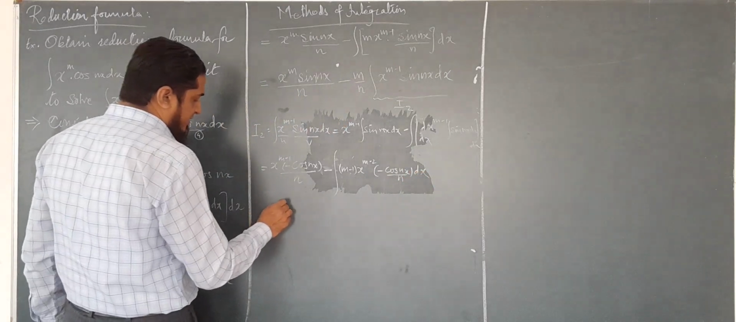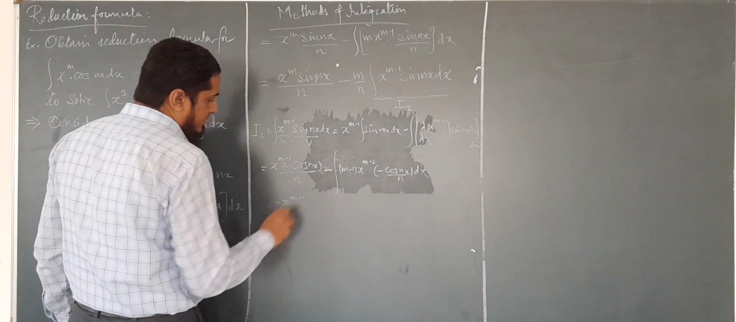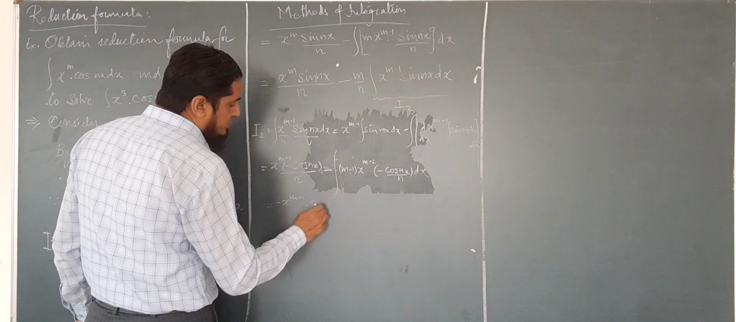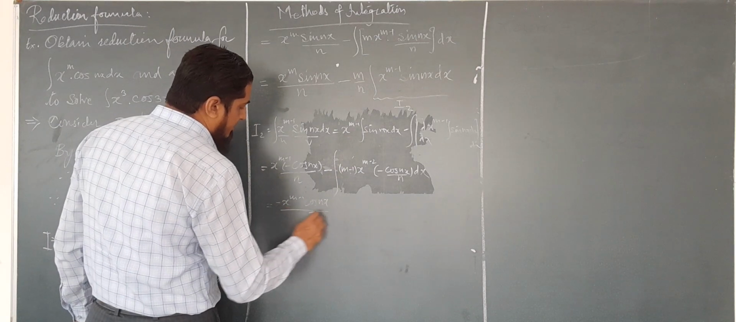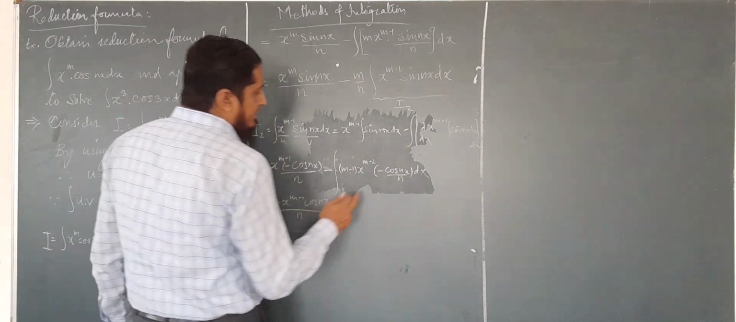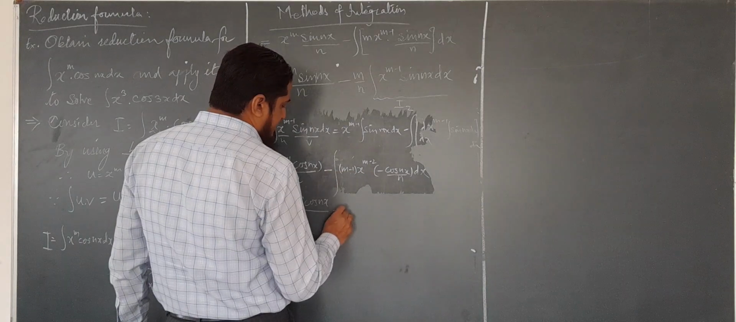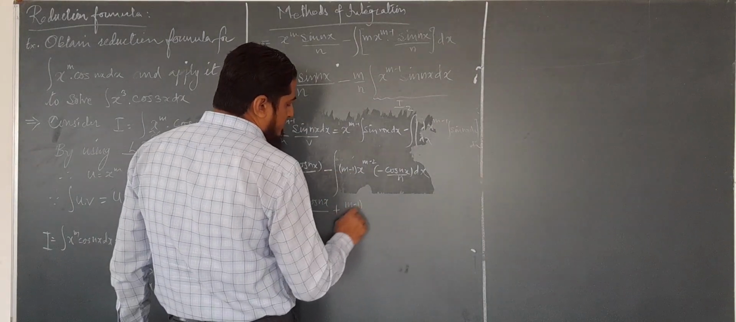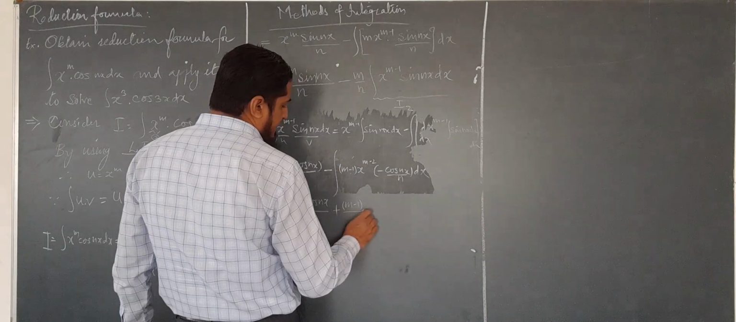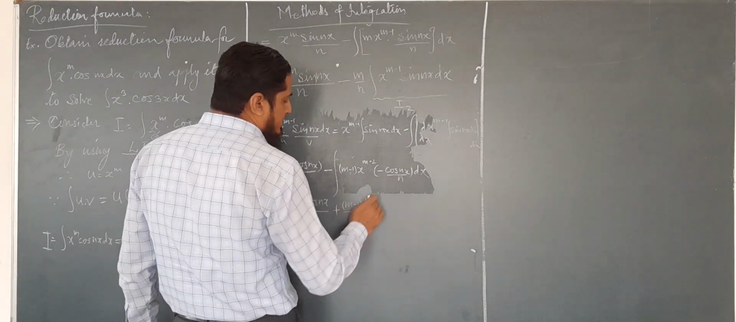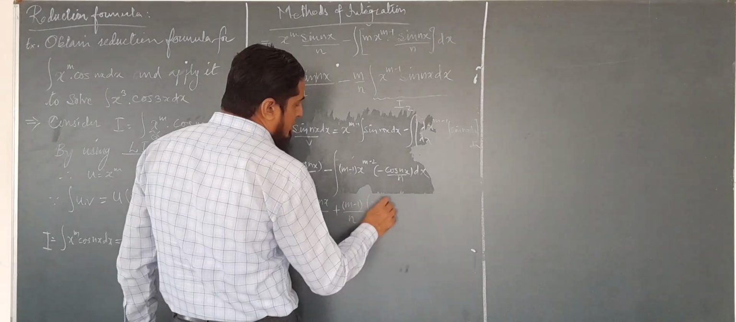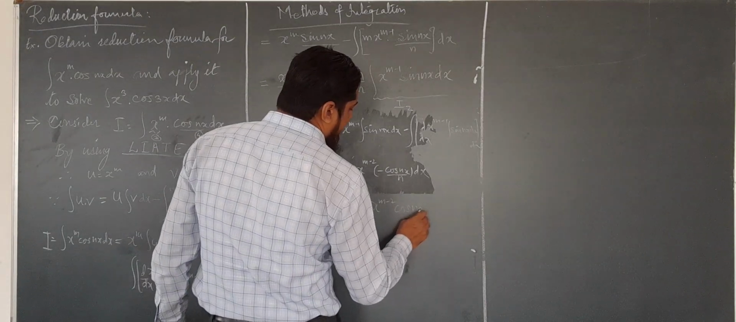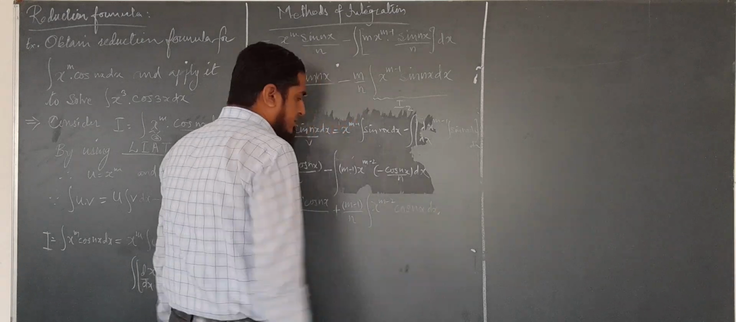After simplifying this equation, we will get minus x raised to m minus 1 cos nx upon n. This minus and this minus becomes plus, m minus 1 constant taking outside, m constant taking outside, you will get x raised to m minus 2 cos nx dx.